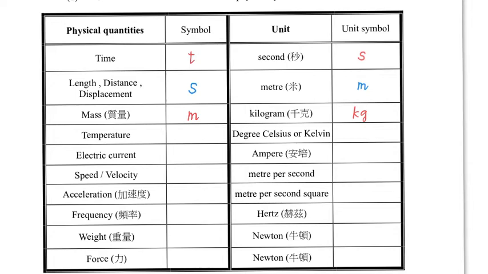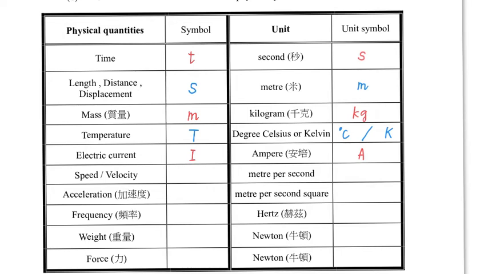For temperature, I will use capital letter T to describe temperature, and the corresponding unit is degrees Celsius, or sometimes we may use Kelvin, and the concept of Kelvin will be described in senior form physics. For electric current, the symbol is I, and the unit is ampere, with unit symbol A.